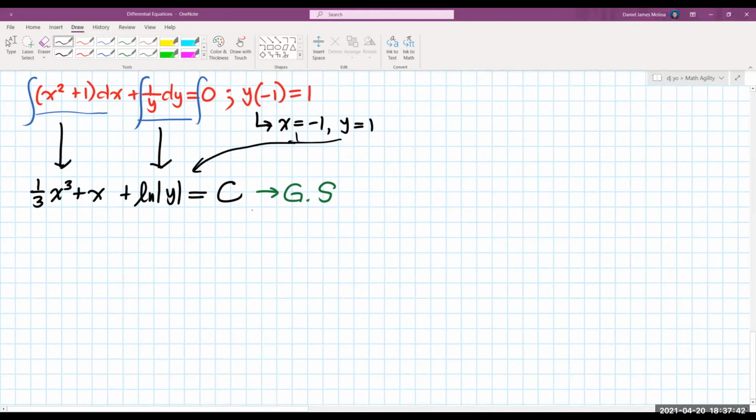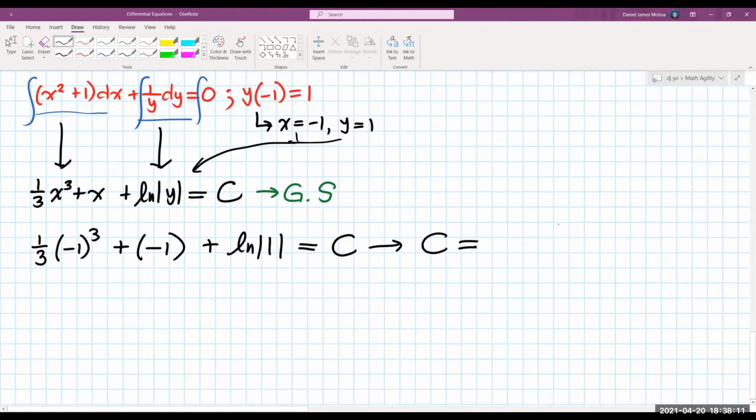So by substituting the values of x and y into our equation, we have 1/3 times -1 cubed plus -1. Those are the values of x. And then plus the natural logarithm of y. Actually, the value of y is 1. So that is equal to c. And from there, we can solve for the value of c that is equal to -4/3. So let's substitute the value for the constant into our general solution.